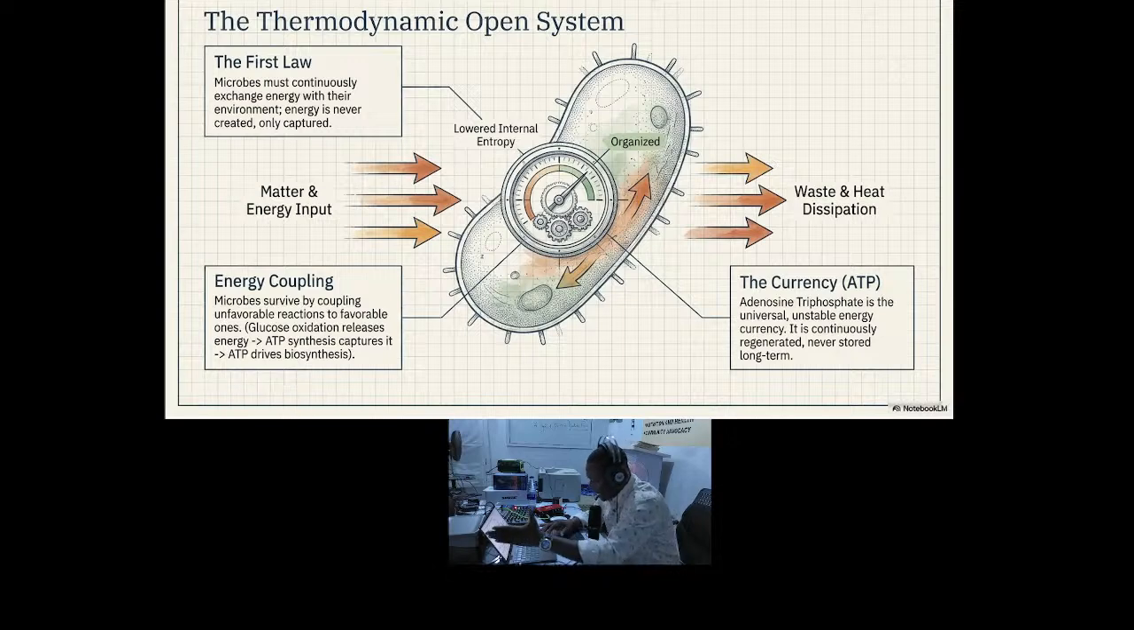So this side is going to fulfill the thermodynamics law, that microbes must continuously exchange energy with their environment, and energy is not created, just the same way that the thermodynamics law says energy can neither be created nor destroyed, but it can be converted from one form to another.